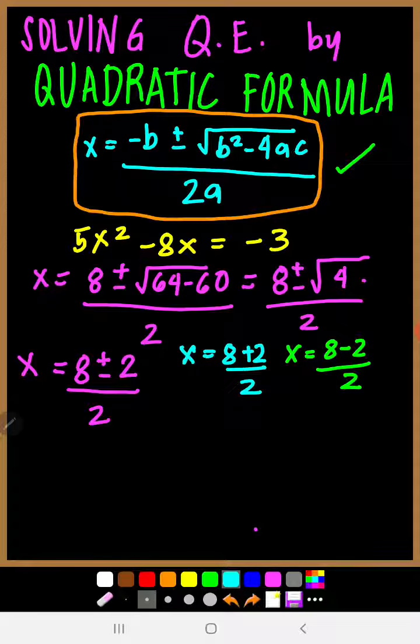Let us answer the first equation first. 8 plus 2 is 10. I'm sorry, this becomes 2 times 5, so the denominator is 10. Our a is 5. I forgot to write that. I'm sorry.